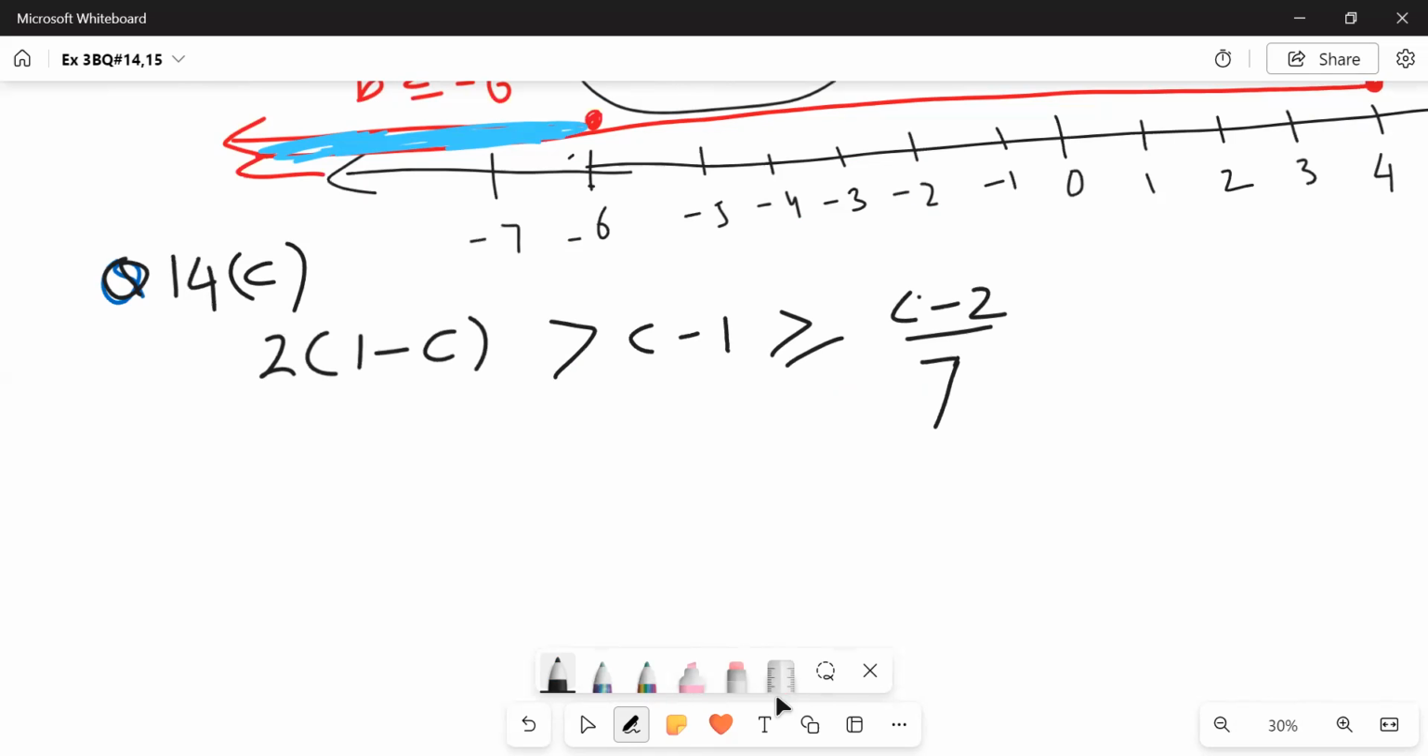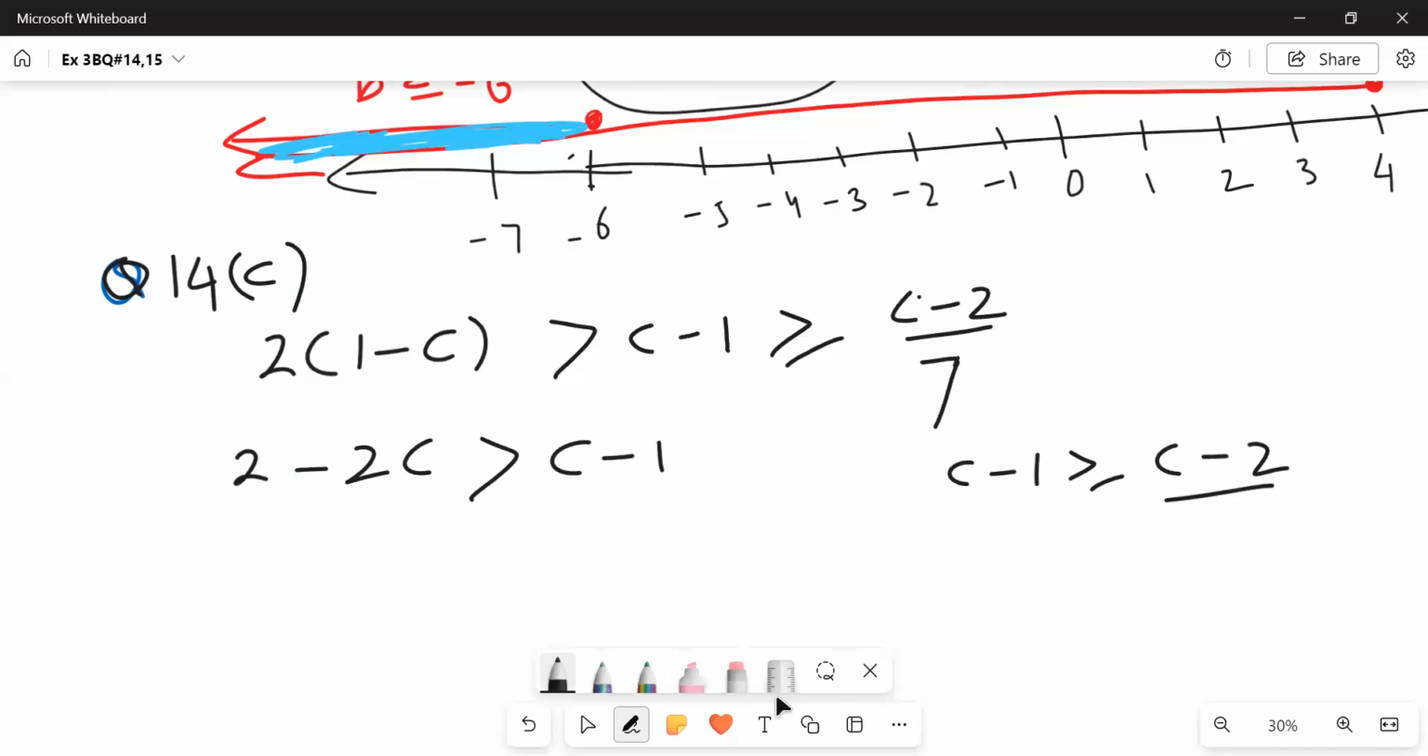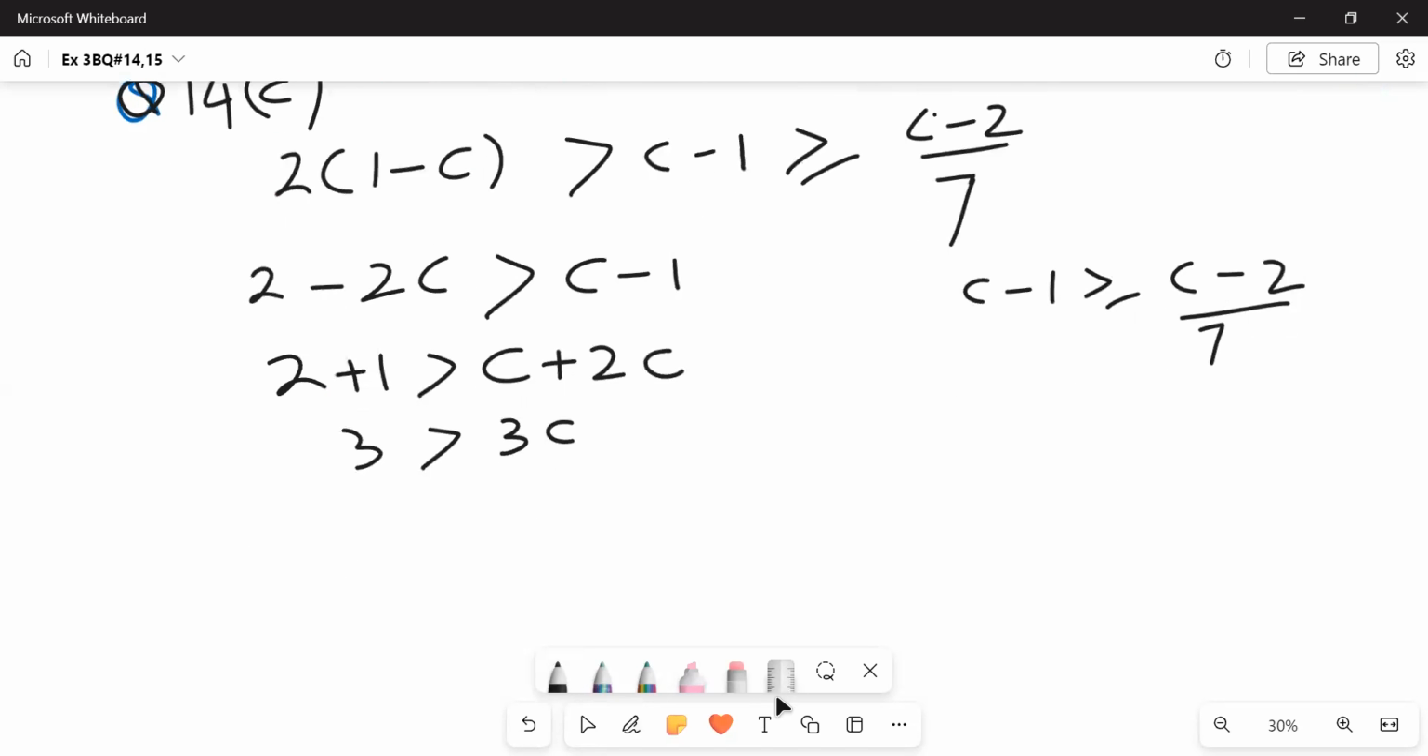So now we will take two inequalities for this. It is 2 minus 2C greater than C minus 1, and secondly C minus 1 greater than or equal to (C minus 2) over 7. In this, we can do 2 plus 1, and I will move 2 to the right side. It is 3, it is 3C, and we can divide by 3 on both sides. So we can get C lesser than 1.